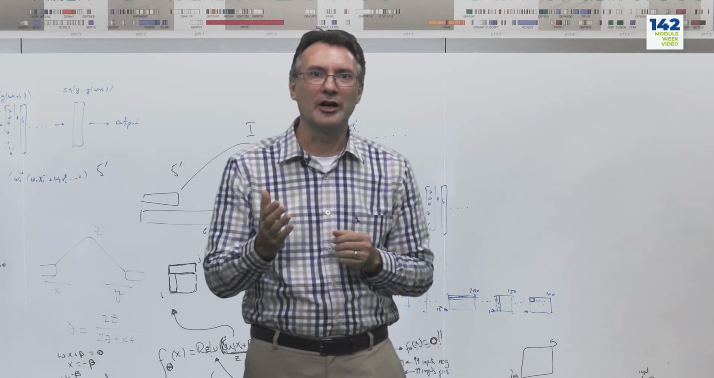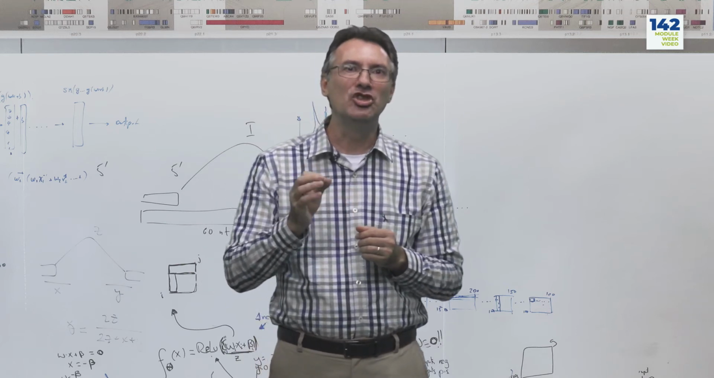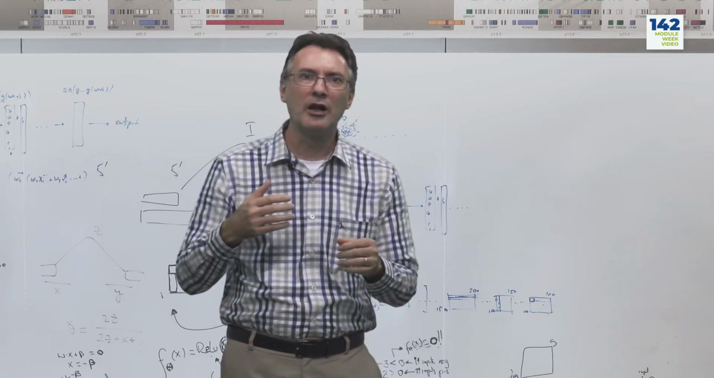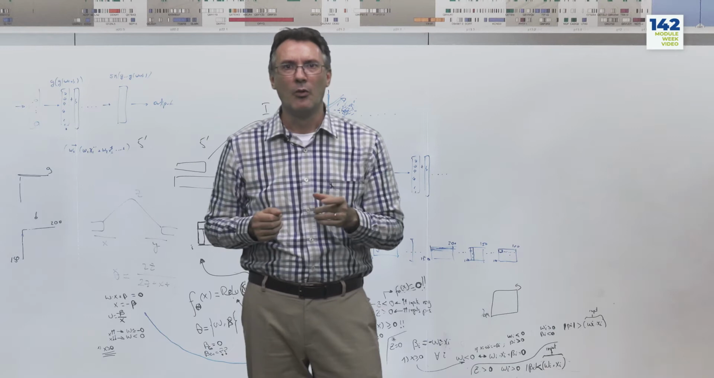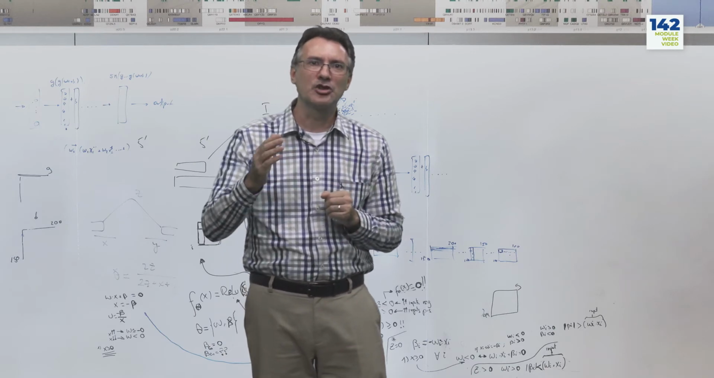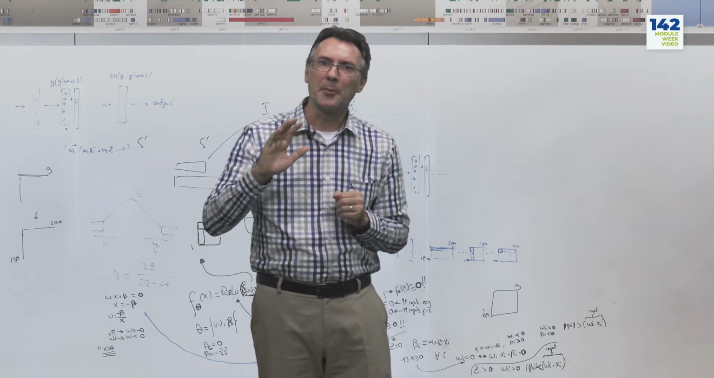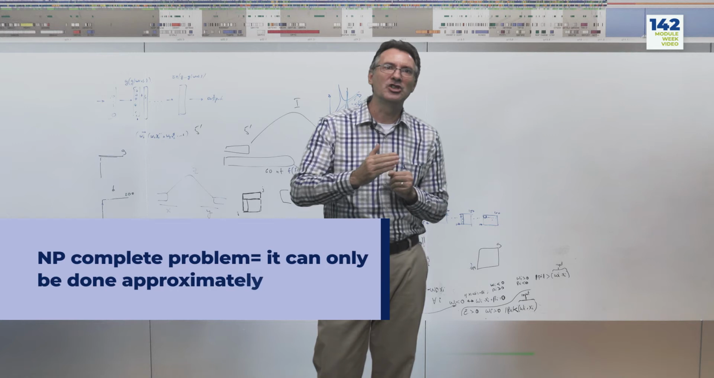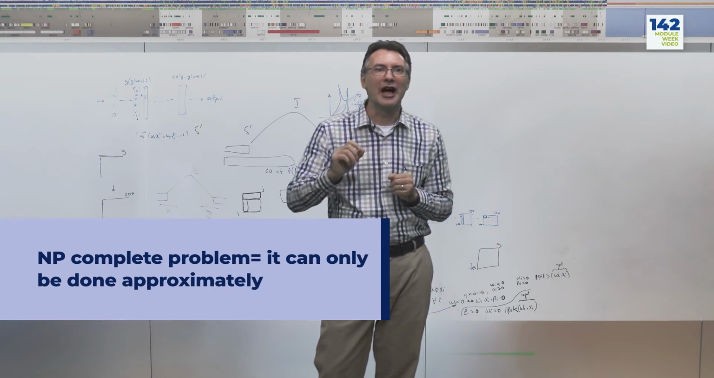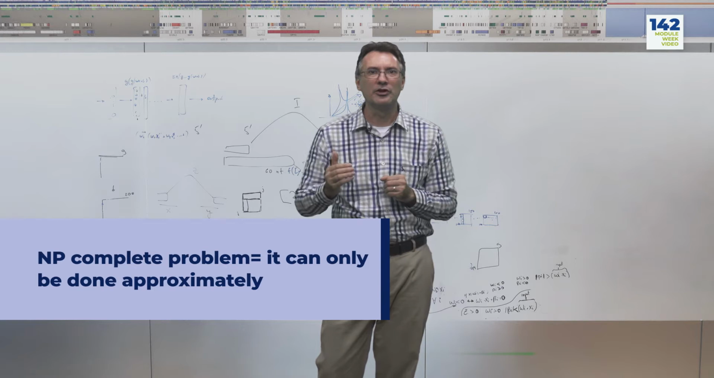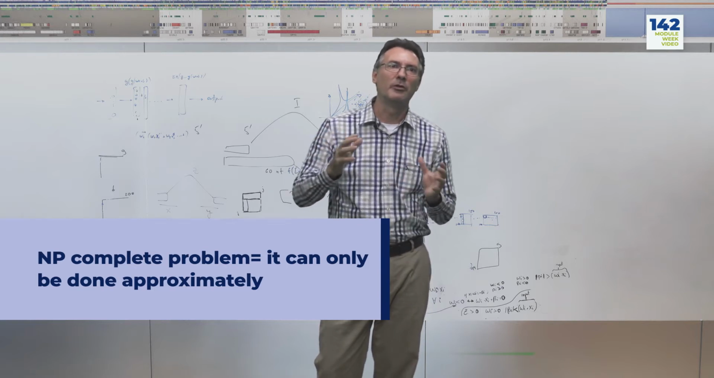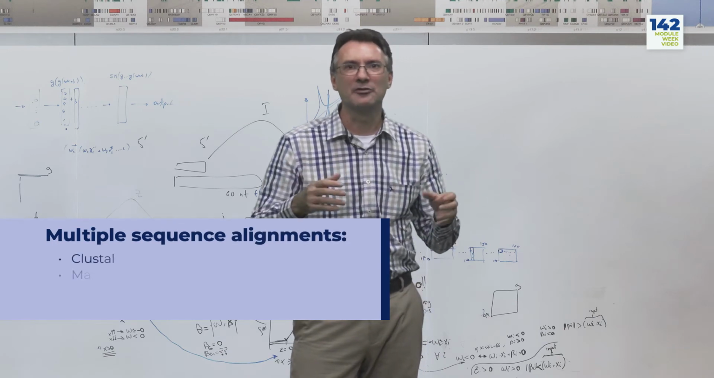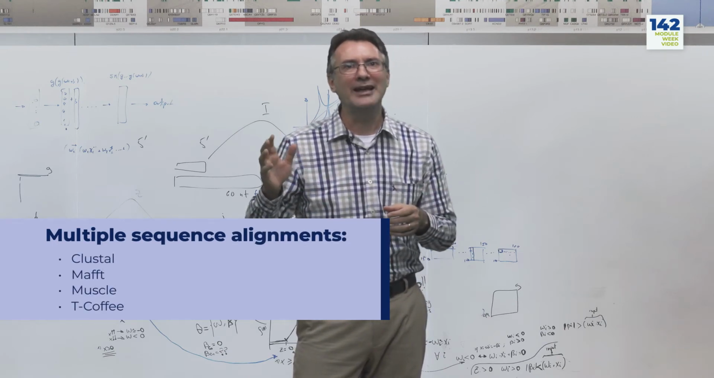Computing multiple sequence alignment and phylogenetic trees is not a simple task. And even a rough overview of the methods involved will be well beyond the scope of this introduction. What you should know is that the computation of an alignment is what computer scientists call an NP-complete problem. It means that it cannot be done exactly. It can only be done approximately. This is the reason why so many methods are available for multiple sequence alignments. The most widely used are Clustal, MAFFT, Muscle, T-Coffee, but there are many others.